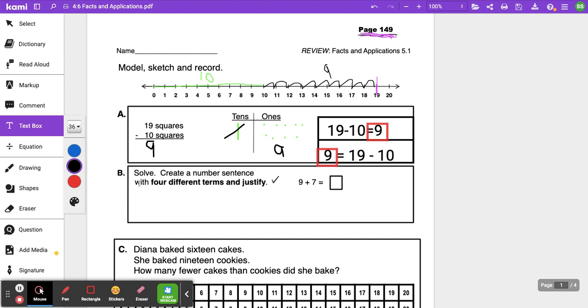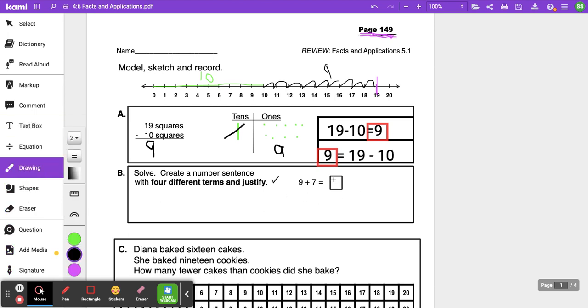Letter B, solve. Create a number sentence with 4 different terms and justify. So here first we need to find what is the sum. 9 plus 7 equals the sum of, go up and use the number line, 9 and 7 more. Take 9 and count up 7. So 9, 10, 11, 12, 13, 14, 15, 16. 9 plus 7 is 16. It's a small little box for 16.